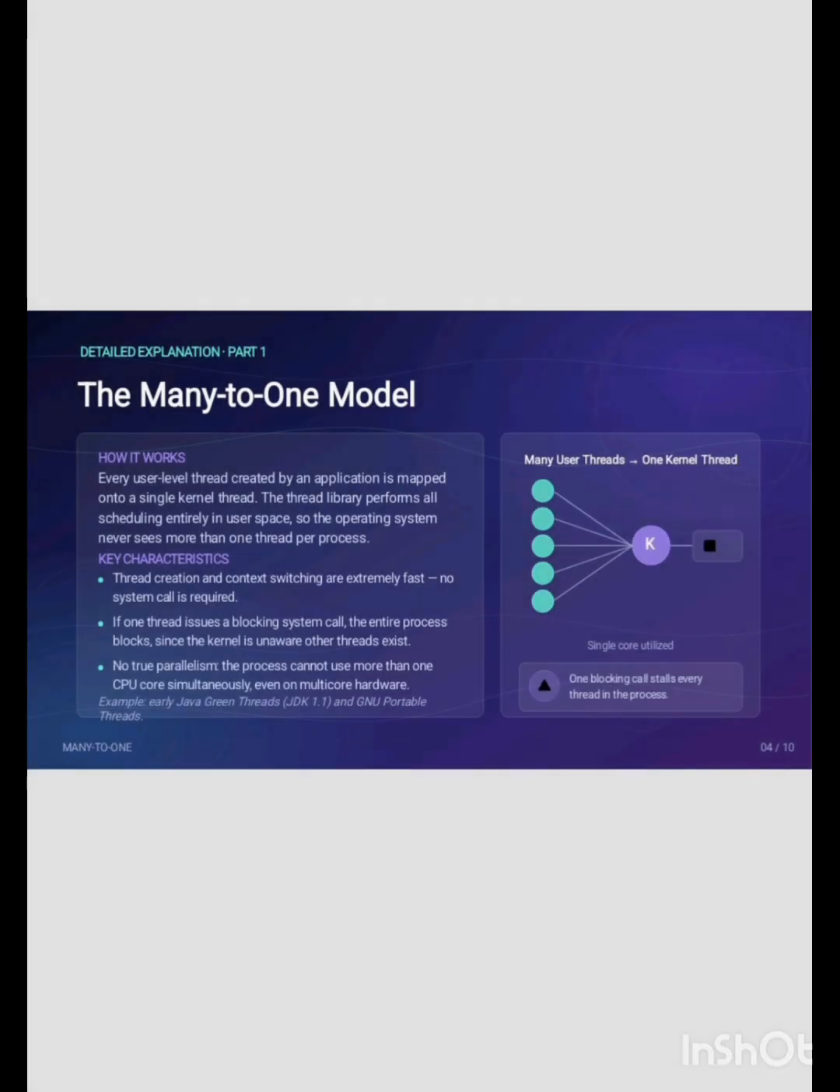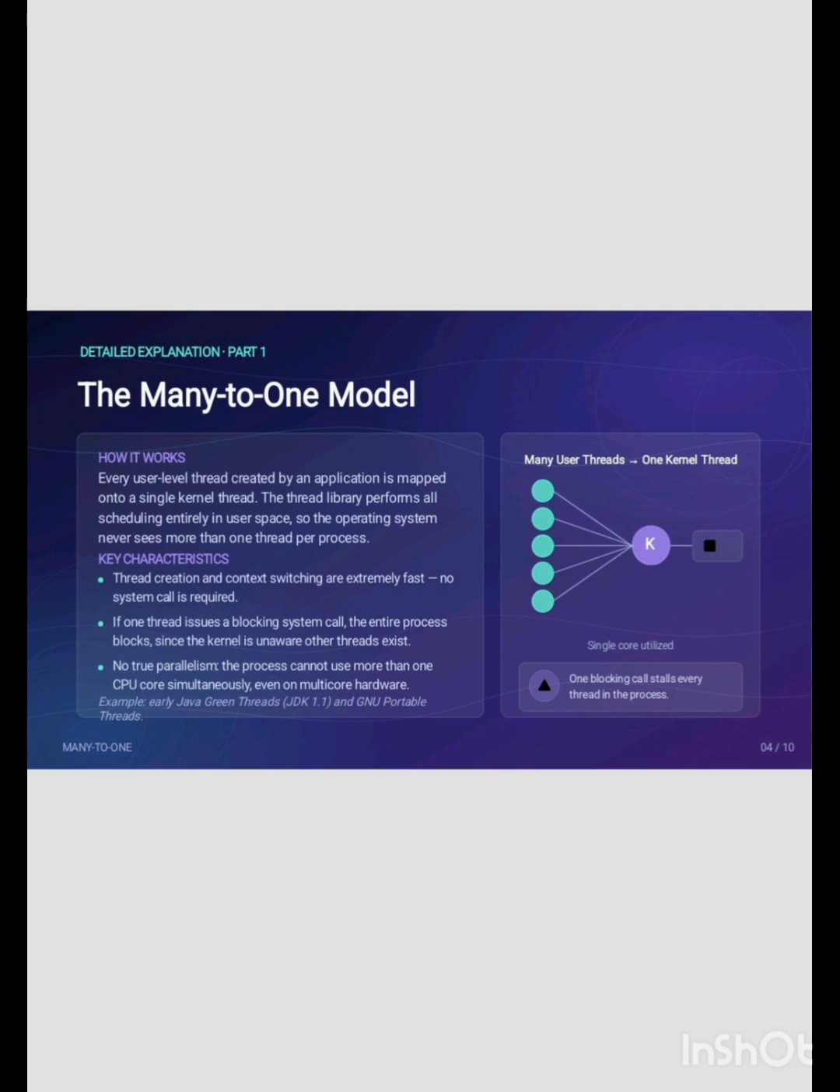Detailed explanation, part one: the many-to-one model. How it works: every user-level thread created by an application is mapped onto a single kernel thread. The thread library performs all scheduling entirely in user space, so the operating system never sees more than one thread per process.